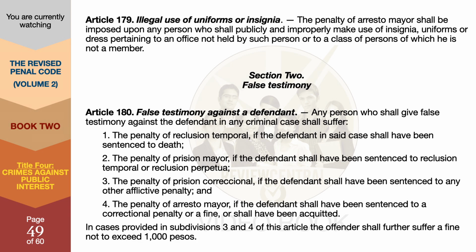4. The penalty of arresto mayor, if the defendant shall have been sentenced to a correctional penalty or a fine, or shall have been acquitted. In cases provided in subdivisions 3 and 4 of this article, the offender shall further suffer a fine not to exceed 1,000 pesos.